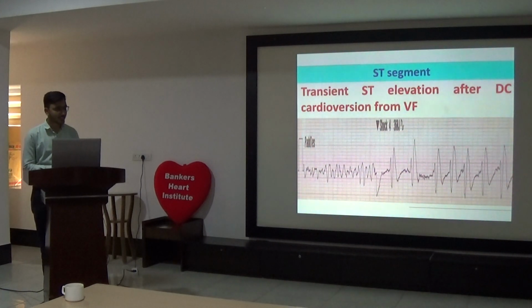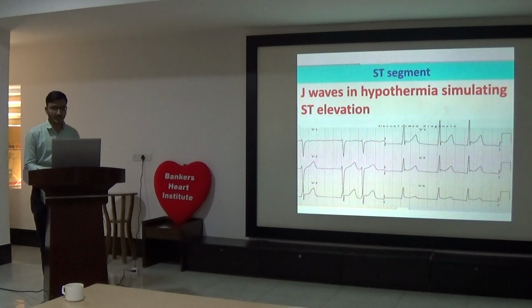So transient ST segment elevation after DC cardioversion from ventricular fibrillation. J wave in hypothermia simulating ST segment elevation. So there will be J wave elevation, which are also called Osborn waves.